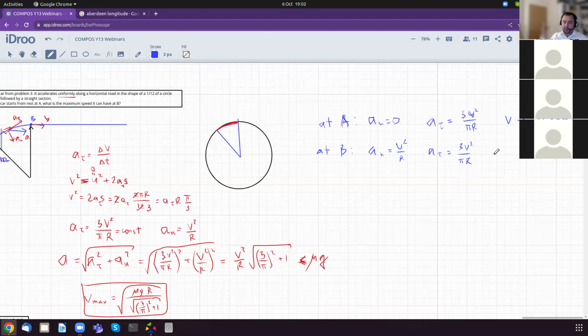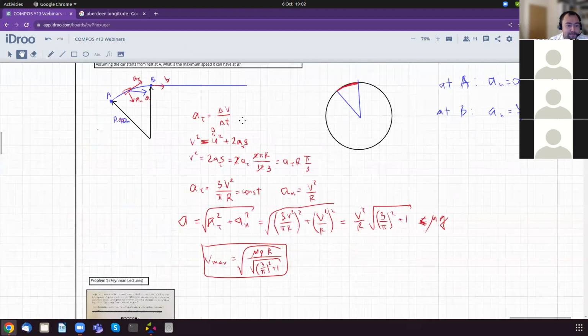So you start with lower acceleration. So you mean the tangential acceleration is the same throughout the journey, but the normal acceleration starts from zero and then increases. Yeah.